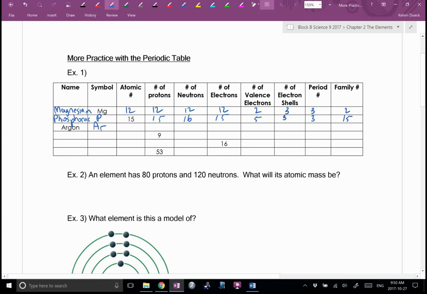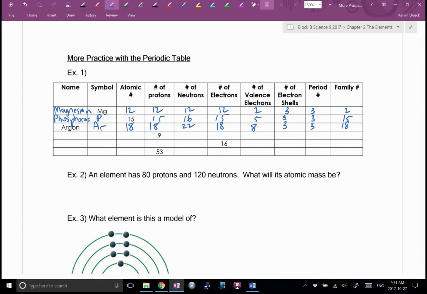Atomic number 18. 18 protons, 18 electrons, because it's not an ion. Number of neutrons, 39.9, so 40, take away 18, is 22? Number of valence electrons, it has a full shell, 8. Number of electron shells, 1, 2, 3. Period 3, family 18.